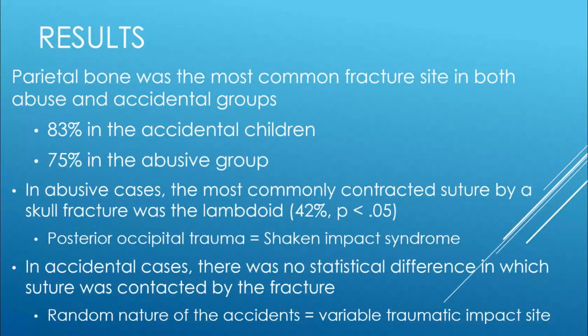We also noted in our abusive cases that the most commonly contacted suture by a skull fracture was the lambdoid suture, which makes sense when we consider the commonality in abuse of posterior occipital trauma and things like shaken impact syndrome. In our accidental cases, we did not find a statistical difference in terms of which suture was contacted, likely more due to the random nature of these accidental cases and the variance in the traumatic impact site for the injury.